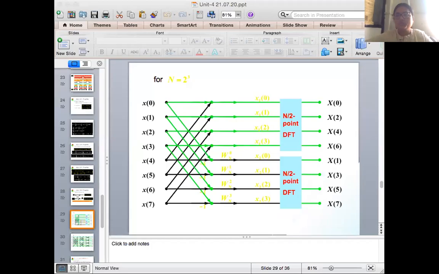Good morning. So today we are going to discuss the DIF algorithm. We will revise the DIF algorithm and then we will start with a discussion on the comparison between the DIF algorithm and the DIT algorithm, right?